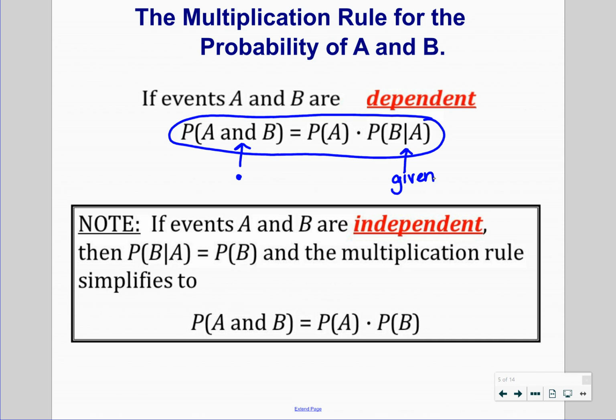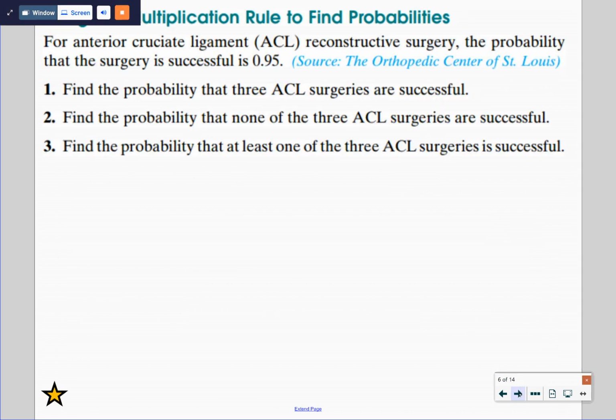Okay? So you'll see both of those on your purple sheet. They're labeled dependent and independent. They're both under multiplication rule. So what we're going to do now on your paper, I think, is practice with that multiplication rule.